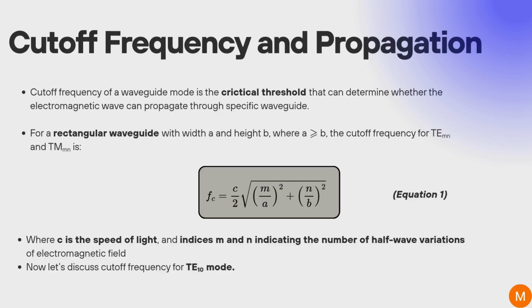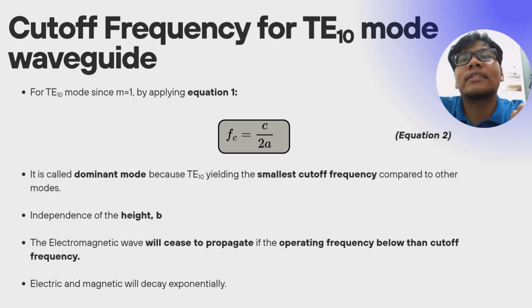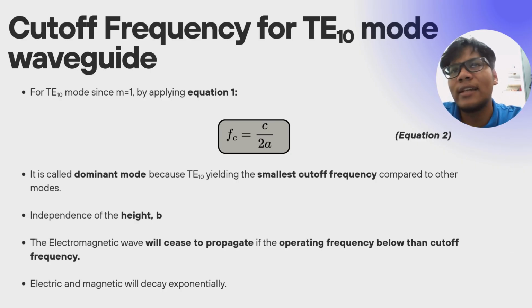Now let's apply this to the TE10 mode, which is the dominant mode in rectangular waveguide. For TE10 mode, m equals 1. Applying the formula, the cutoff frequency becomes c over 2a. This is called the dominant mode because it has the smallest cutoff frequency compared to all other modes. Notice that it is independent of the height b and only dependent on the width a. If the operating frequency drops below cutoff, the wave ceases to propagate and decays exponentially.